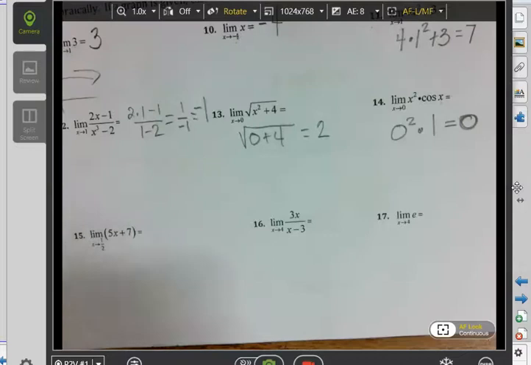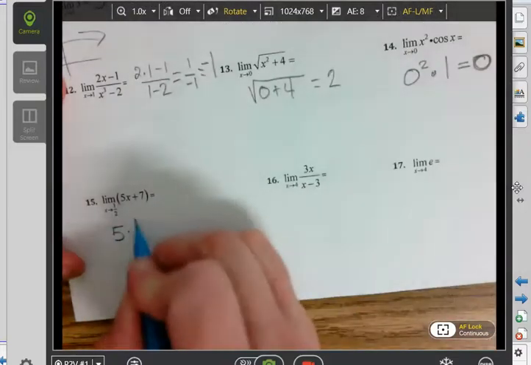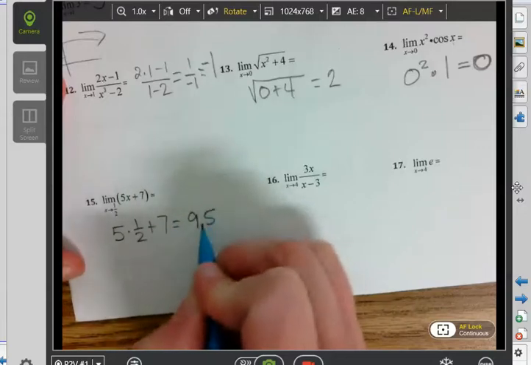Okay. All right, next one, plug in a half. So you have 5 times a half plus 7. 9.5 or 19 over 2?